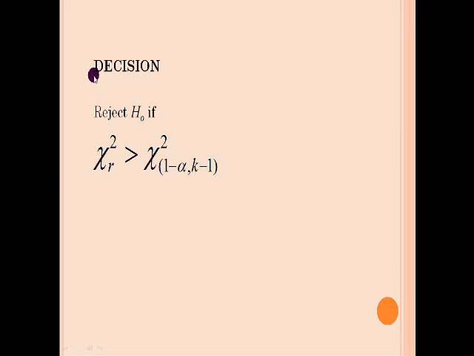In decision making, we will reject the H null if the statistic value is greater than the critical value, where the critical value can be referred to the chi-square table.